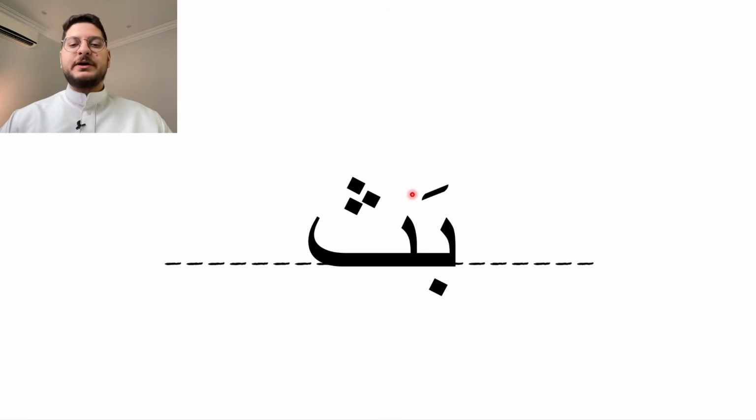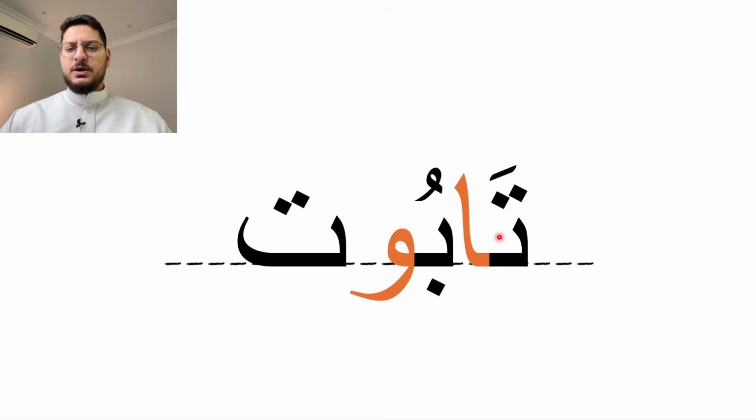Okay, let's read this one now. So what do we have here? We have the letter with one dot below. So that's the ba. And it has the fatha, so it's ba. And then what do we have? We have the boat with three dots. So this is the tha. But again, it doesn't have any vowels here. So it's just th. So the word is bath. Bath. And bath means a live stream.